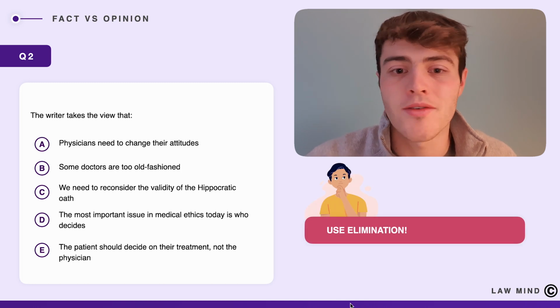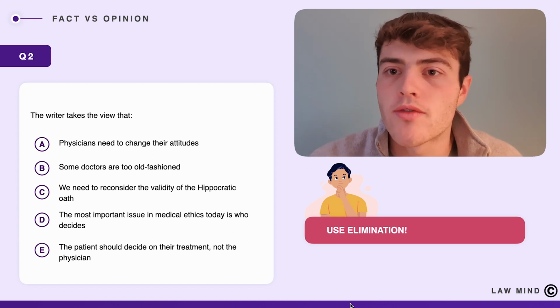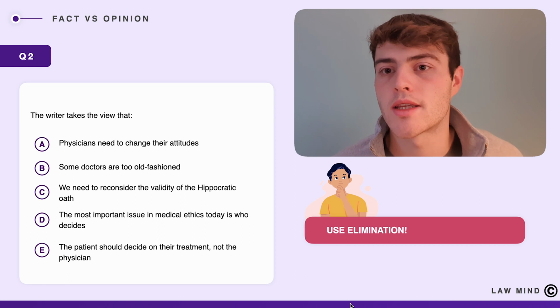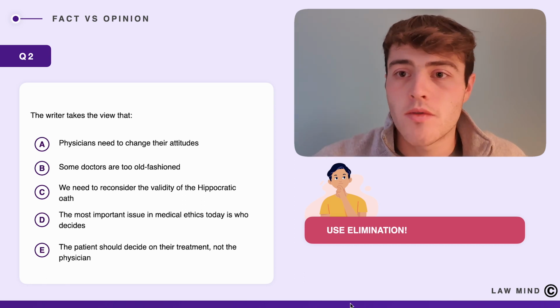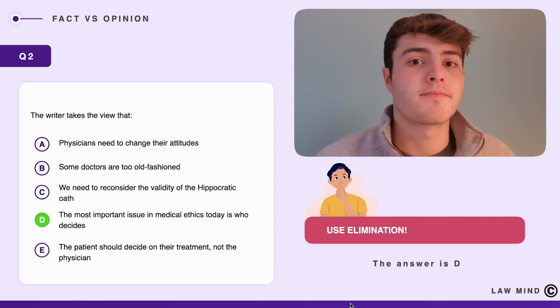If you've got an answer in mind, then that's good. If you don't, maybe try using some elimination. Maybe try and get rid of some options that we know aren't views that the writer takes. And so if you have your answer in your head, we'll go through the correct answer, which is D.